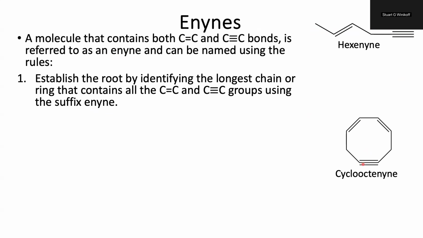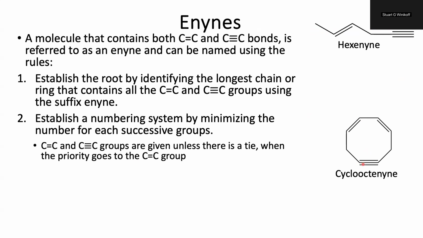Now we need to establish our numbering system to minimize the numbering for each successive group. And then if there is a tie, the priority will always go to giving the double bond the lower numbering. So for the hexenyne, I start with the 1 position. So this means I will start with the alkyne. So that gets my 1 designation. Now for the cyclooctenyne, I can kind of start anywhere. I could start on the double or triple bond. So I'm going to start by putting that 1 position on one of the double bonds.